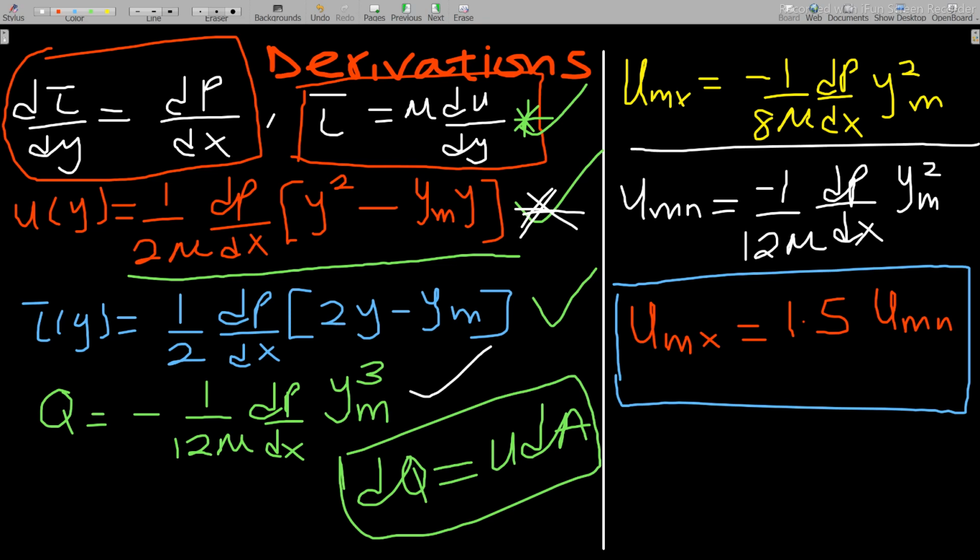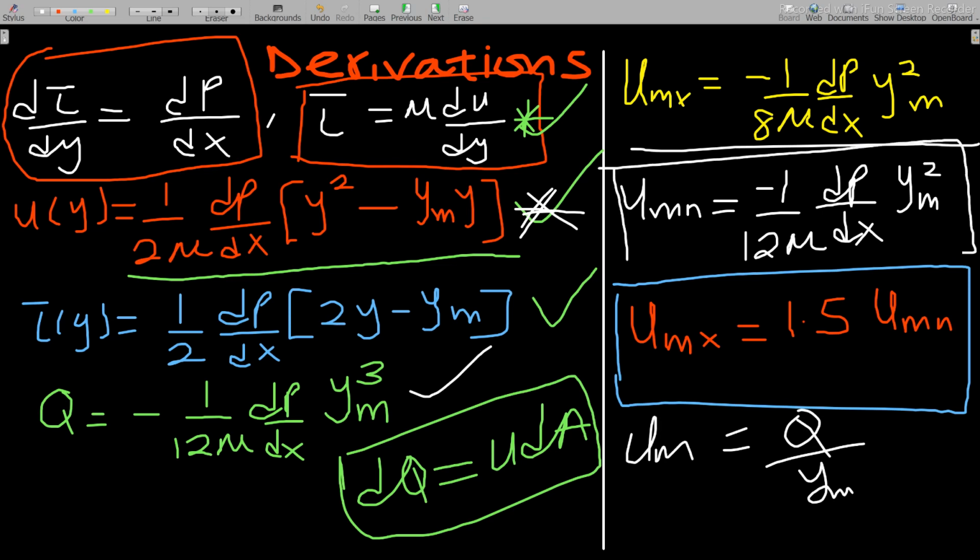The derivation for the Poiseuille flow and the normal parallel viscous flow is the same, because our assumptions for the parallel viscous flow are the same as for the Poiseuille flow. Then for the u mean, we went through a process that the u mean is equal to Q over y max, and we derived this nice expression here for it. Also the relationship between u mean and u max, we divided them and this is what we had. So I hope this is okay.